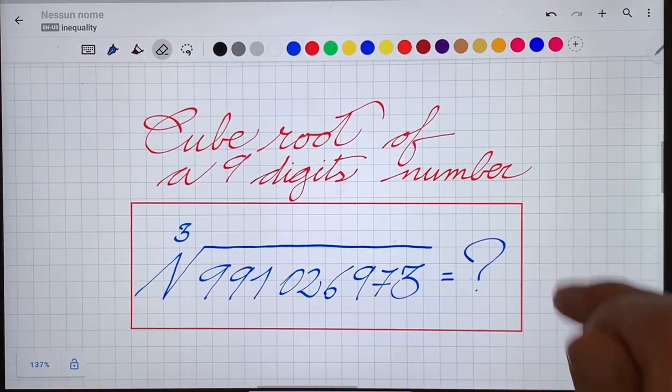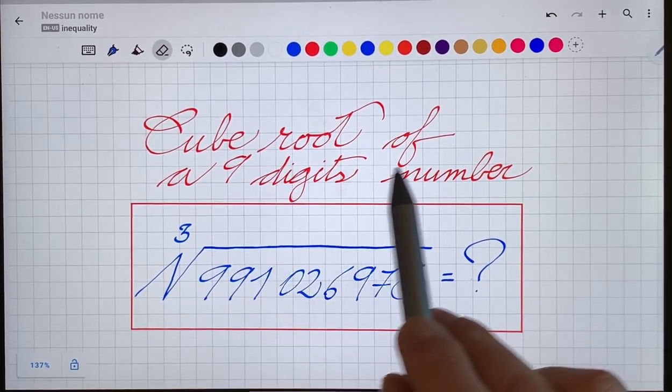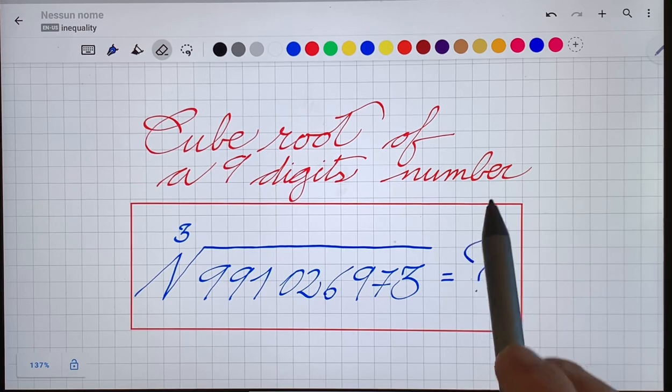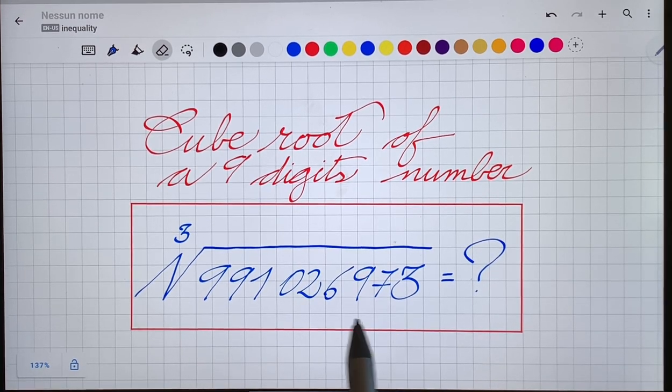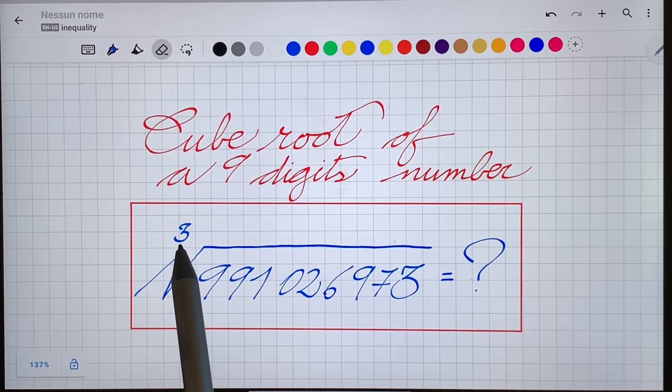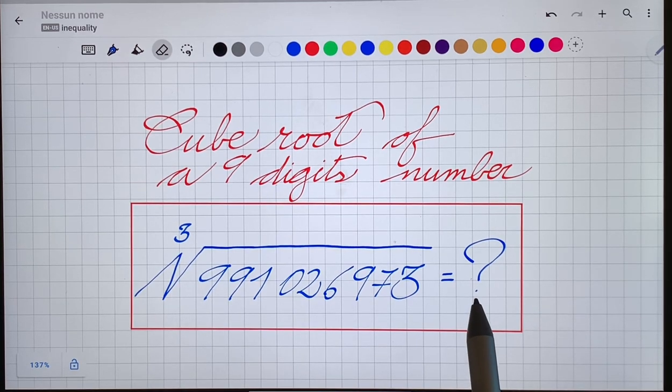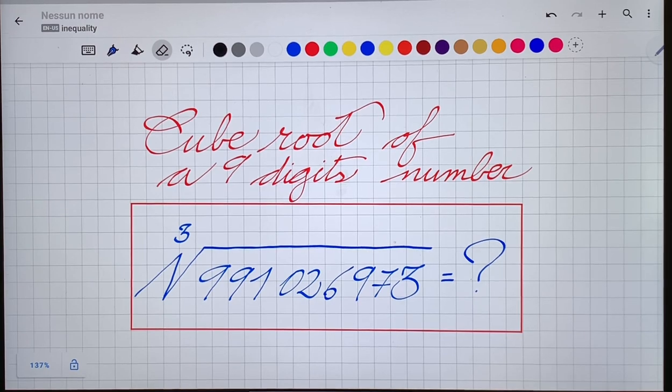Hi everyone, today we will calculate the cube root of a 9-digit number. Here is the 9-digit number, here is the cube root, and we are going to calculate it without using a calculator. In order to do so, we need to apply a couple of math properties.